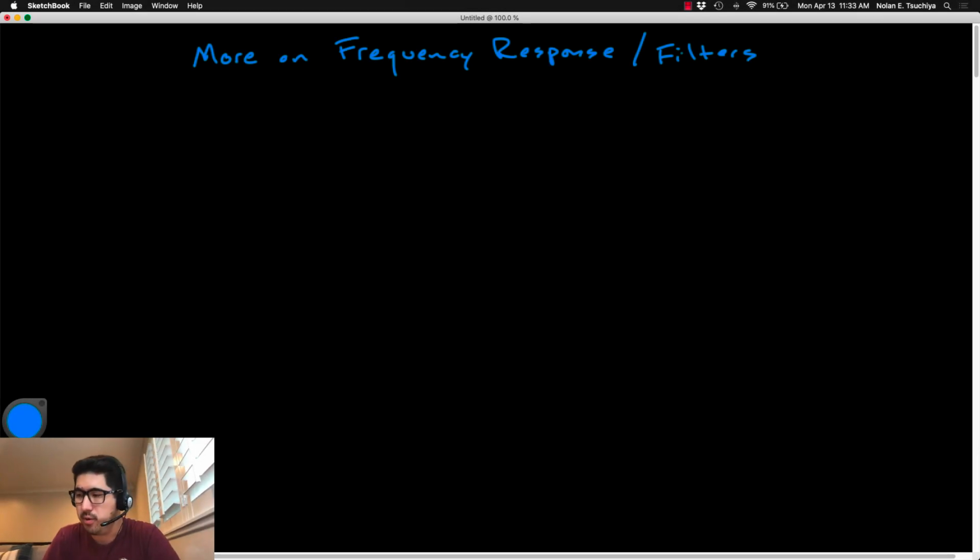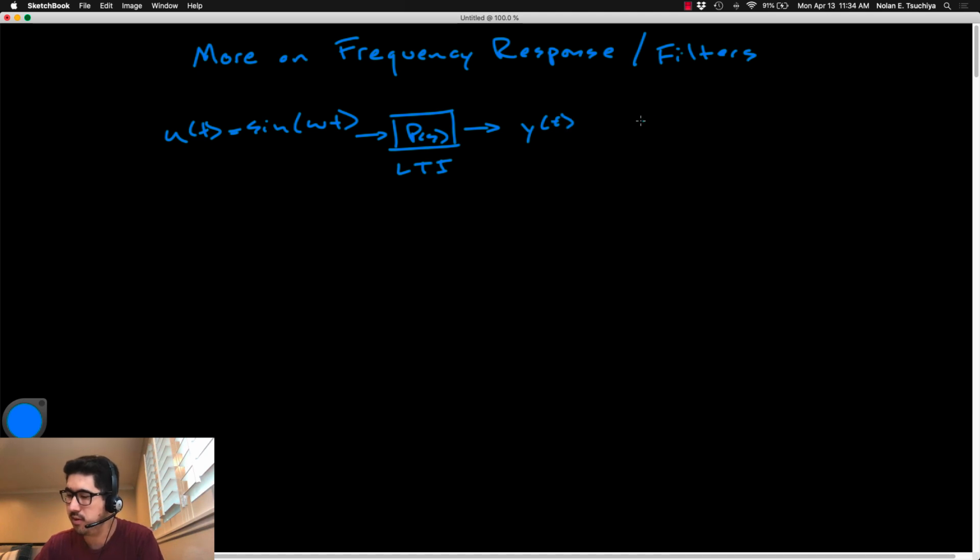Okay, so we'll pick up with frequency response today and go into some more specifics on how these concepts can be applied. What you learned last time is fundamentally this idea of frequency response: if you apply a sinusoidal input with frequency omega to some linear and time invariant system, you're always going to get a sine wave of the same frequency in the output. It's always going to be the same frequency. The only difference is that it's going to be scaled by some magnitude, and it may or may not be phase shifted by some amount as well.